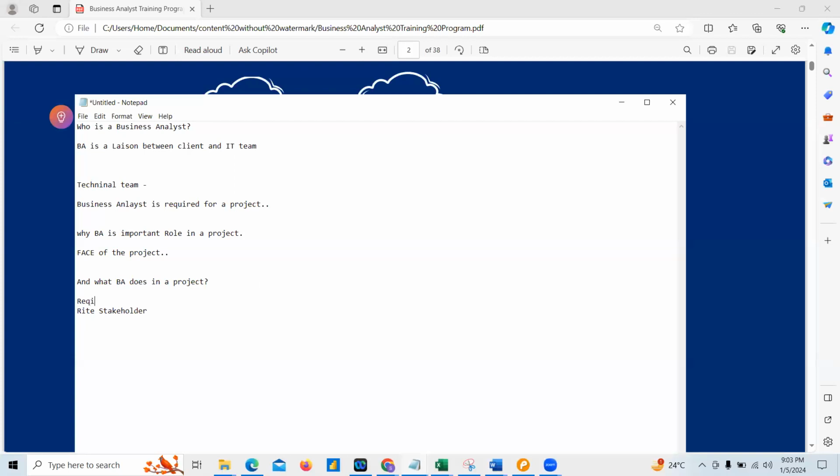Then requirements gathering. This part everyone knows. Then documenting. Other than this, what does a BA do in the project? Requirements gathering, identifying the right stakeholders, or documenting the requirements.